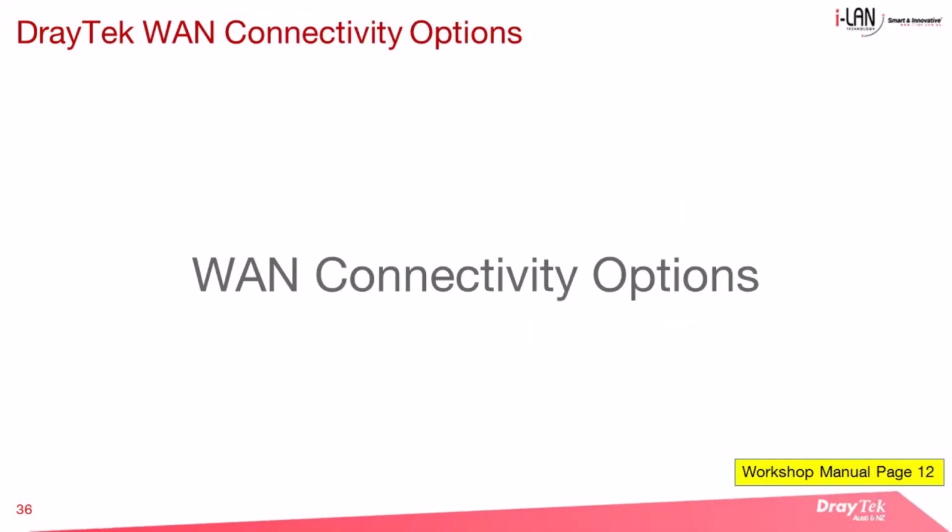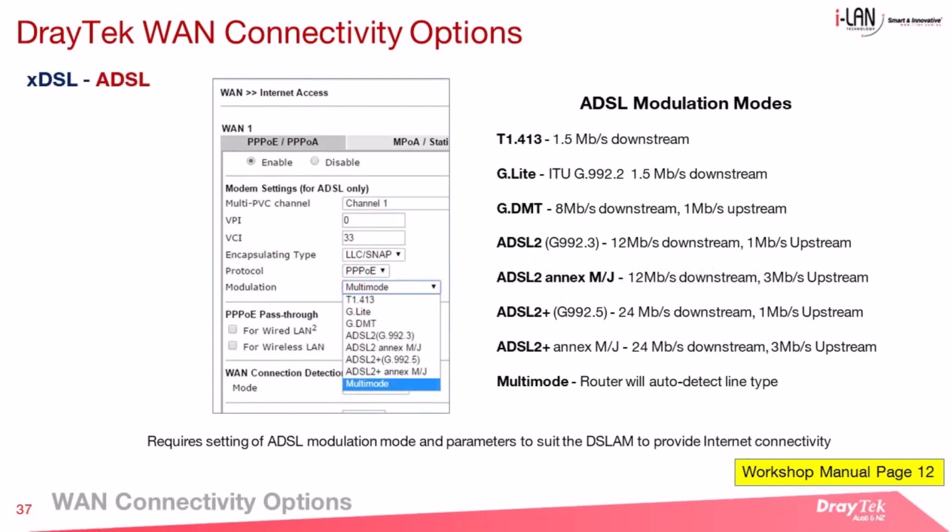All right, let's now get into the WAN connectivity options. So for DSL connections, we'll start with ADSL. Mostly that's been replaced by NBN in Australia, which uses VDSL2, but we still have quite a few customers using that in some remote areas.